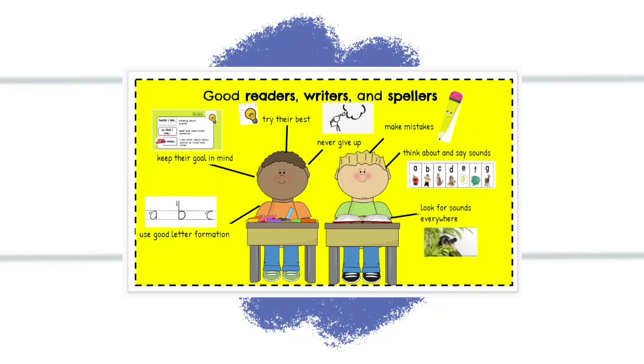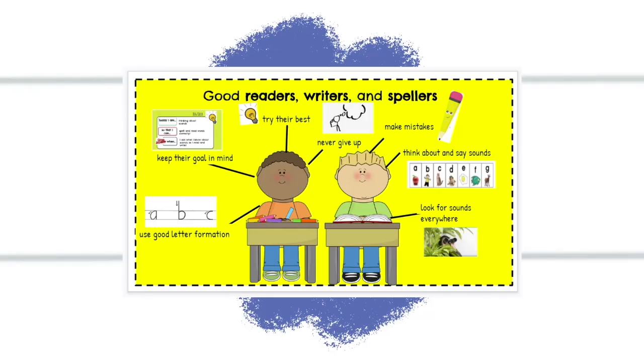Okay, before we go on, let's talk about what good readers, writers, and spellers look like. Good readers, writers, and spellers do all of these things. They do more than this too, but these are the really important things I want you to focus on. Using good letter formation. Keeping the goal in mind. Trying their best. Never giving up.